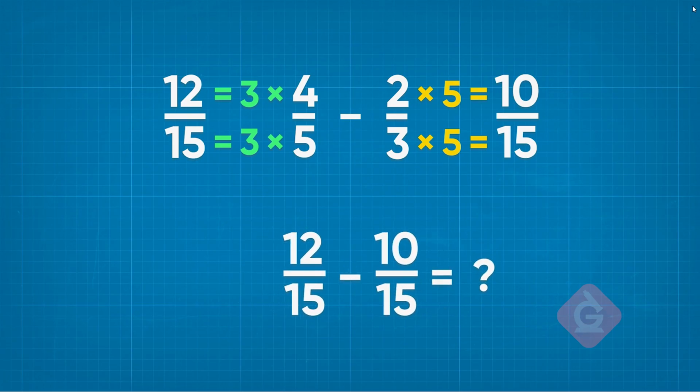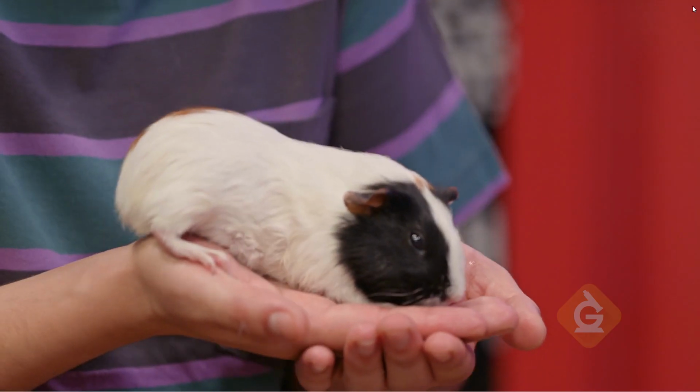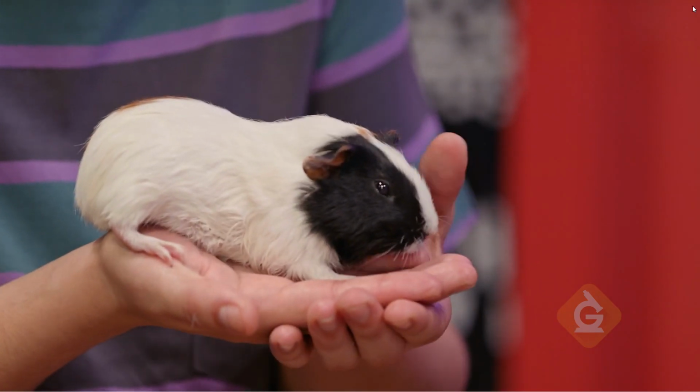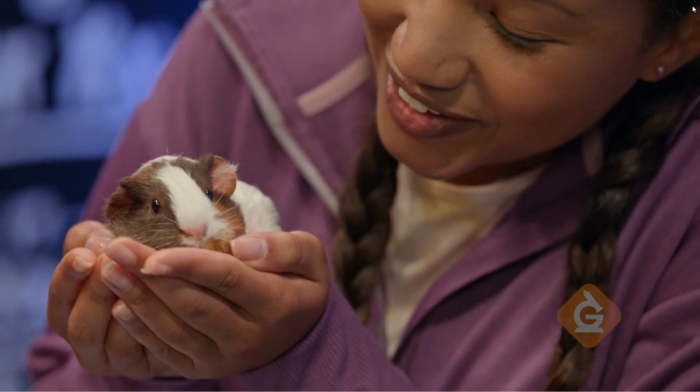First, we subtract the numerators. 12 minus 10 equals 2, and the denominator stays the same. So 12/15 minus 10/15 equals 2/15. This guinea pig weighs 2/15 of a pound more than the other one. Great job. I guess you're not so piggy after all. Guinea pigs aren't really pigs, or are they?